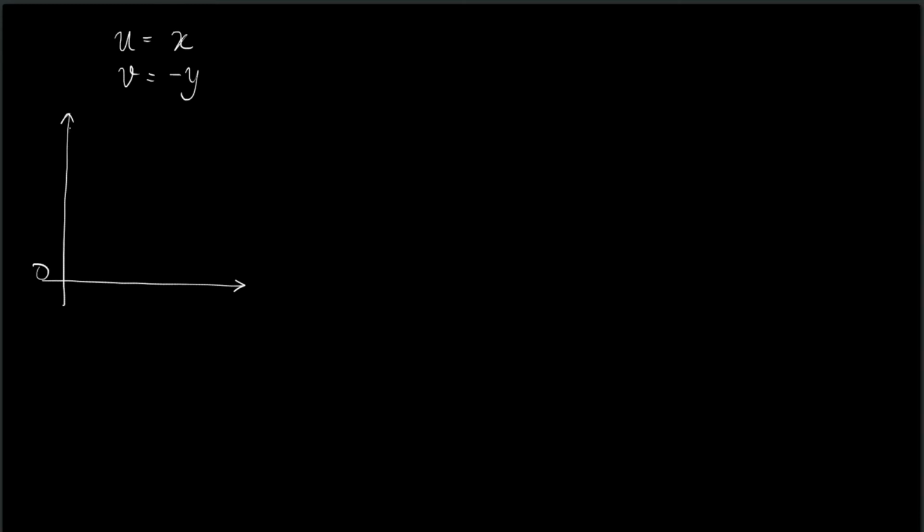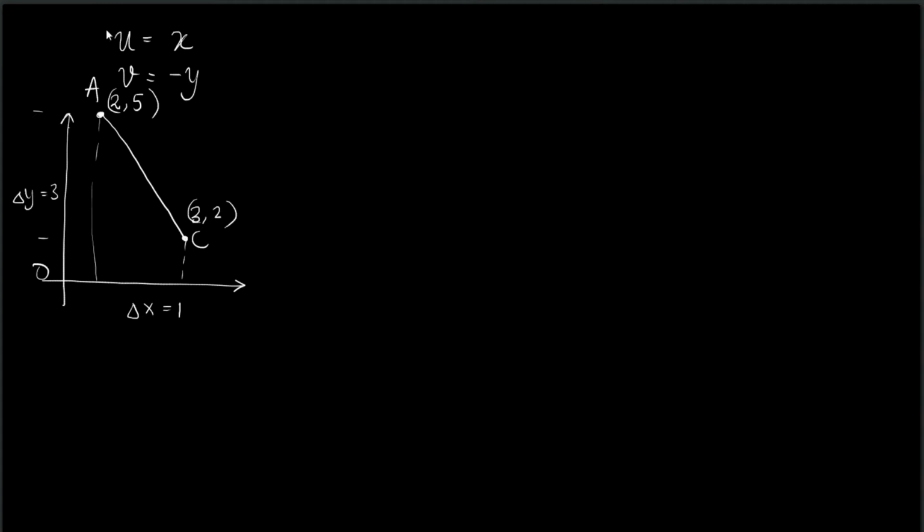Okay, so let me draw an arbitrary line AC. Let this point be (2, 5). Let this point be (3, 2). So that this delta x is equal to 1. This delta y is equal to 3.